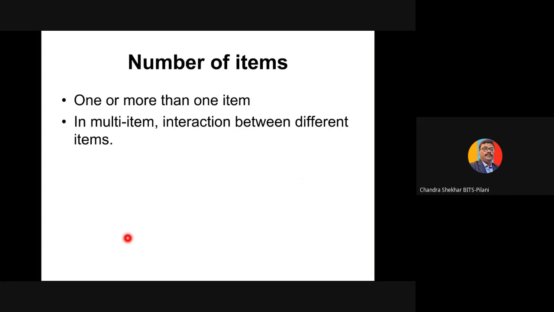Then sometimes we have to manage the inventory of one item or multiple items. The number of items has constraints, right? Constraint of space, constraint of money, constraint of demand. So depending on the different management systems, the number of items is also one important factor. It may be one, it may be more than one. With multiple items, we have to care about the interaction between the different items. For example, if you are selling toothbrushes, you have to sell toothpaste also, right? That type of combination we have to take care of.